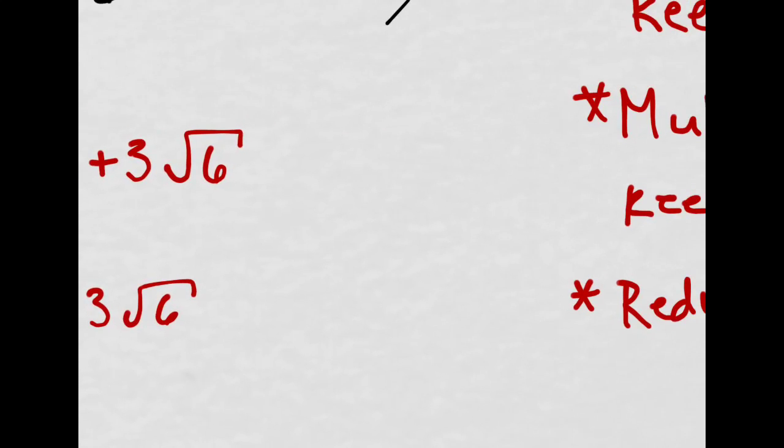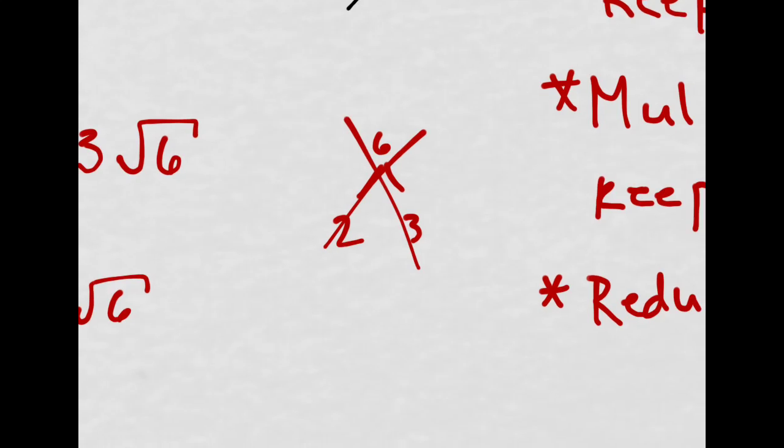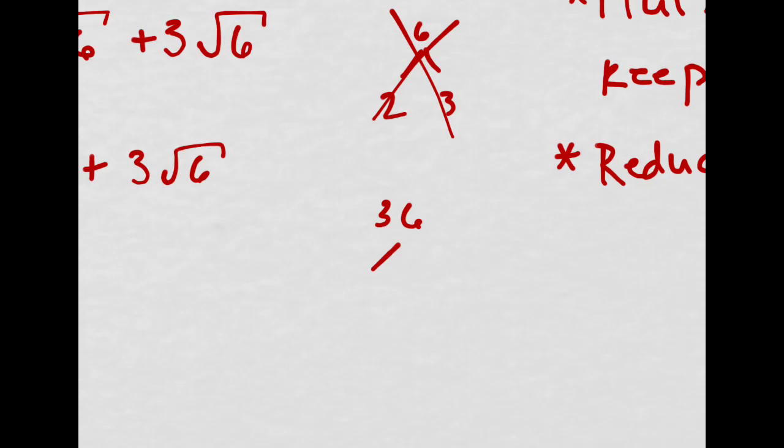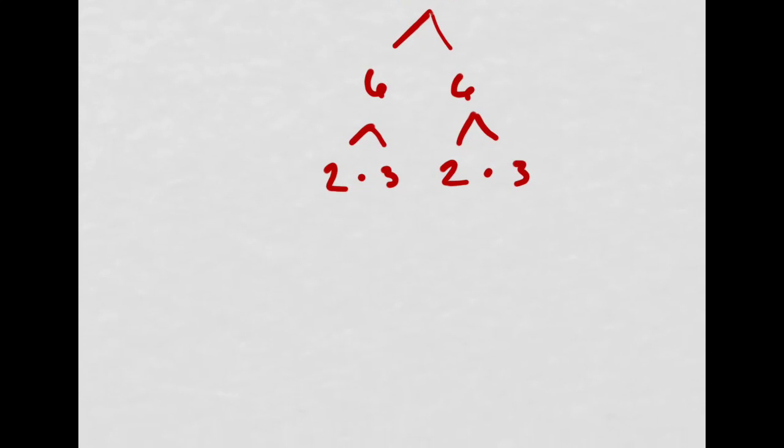That one doesn't reduce, but we can try. If we had 6, we can break it down to 2 times 3. And there are no pairs, so we can't reduce that. If we had 36, that's just 6 times 6. We already knew that, but this is 2 times 3 and 2 times 3.